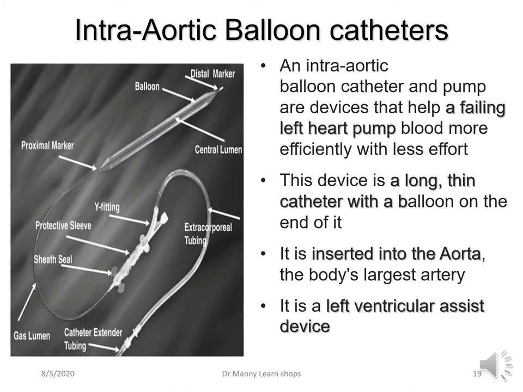The balloon catheter, as you can see, is quite extensive. There's a distal marker, radiopaque tip, which can be seen on chest x-ray to check insertion. Then you've got the balloon. There's a central lumen. There's a proximal marker, so you have an idea of where the catheter is positioned. And then you've got tubing that includes the gas lumen for the helium and connection to the intra-aortic balloon pump.